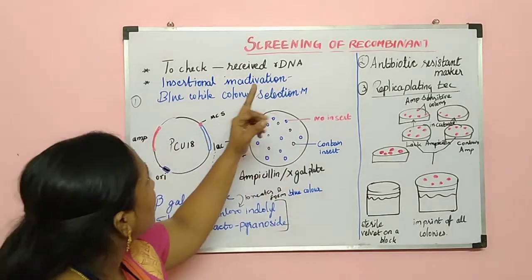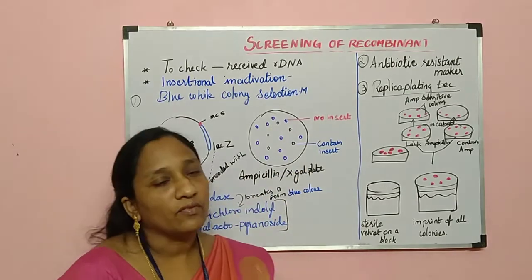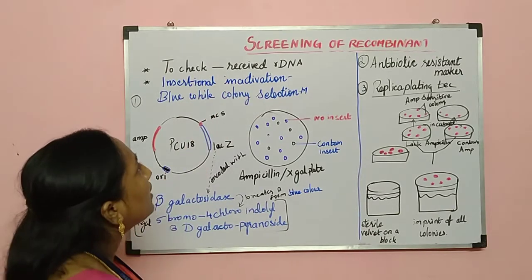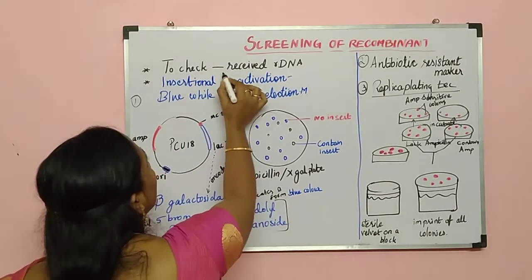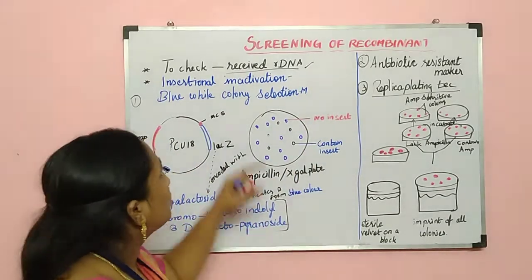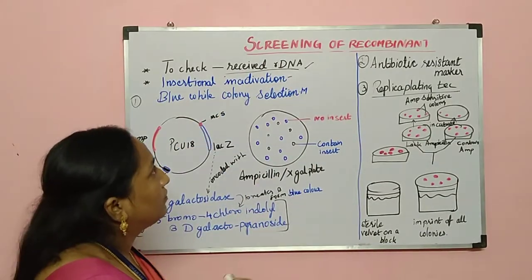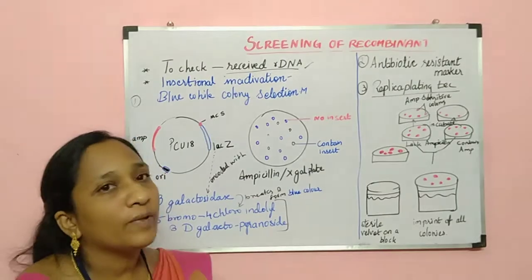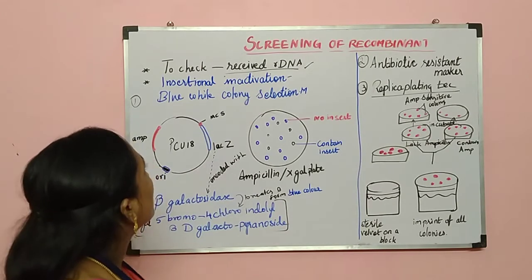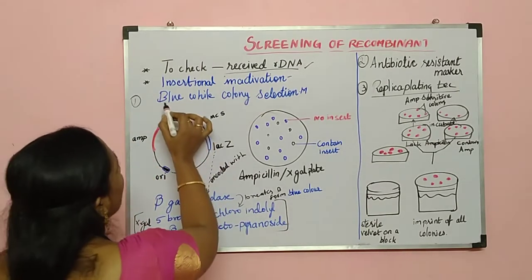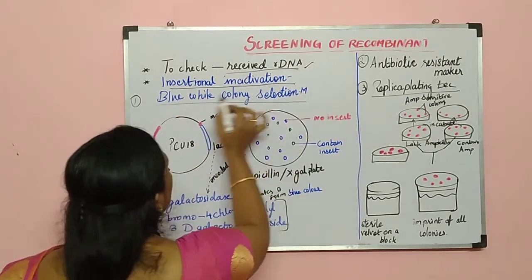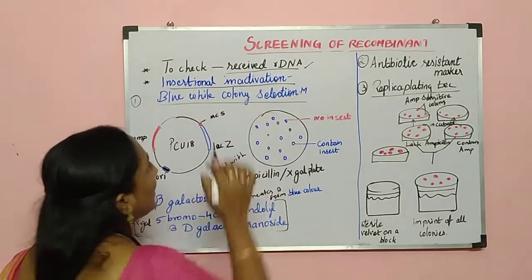For screening, three methods are given. The main technique is used to check whether the received DNA is present or not. Here they use the insertional inactivation blue-white colony selection method. What is it? Insertional inactivation blue-white colony selection method.